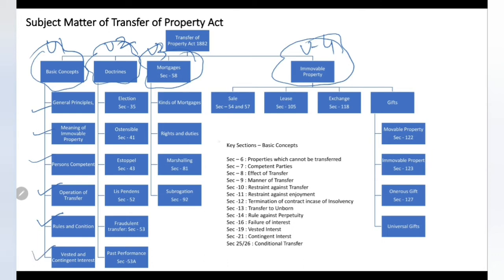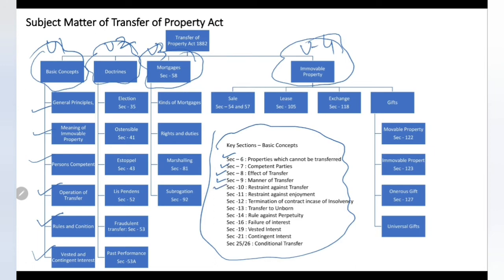Key sections with respect to basic concepts are: properties which cannot be transferred in Section 6, competent parties in Section 7, effect of transfer in Section 8, and Section 9 deals with the manner of transfer. Section 10 deals with restraint against transfer. This is a condition, right? Whenever we do a sale, can we put the condition that the person will not be able to transfer this property to another person? That is dealt with in Section 10.